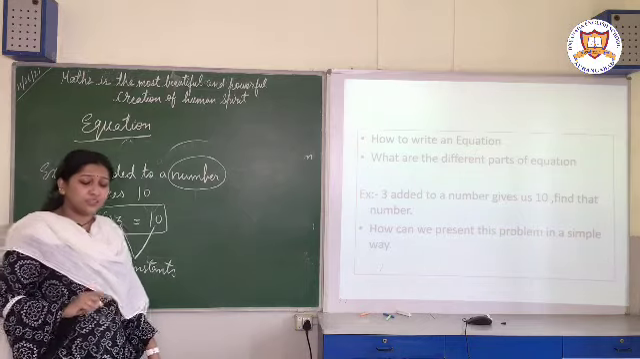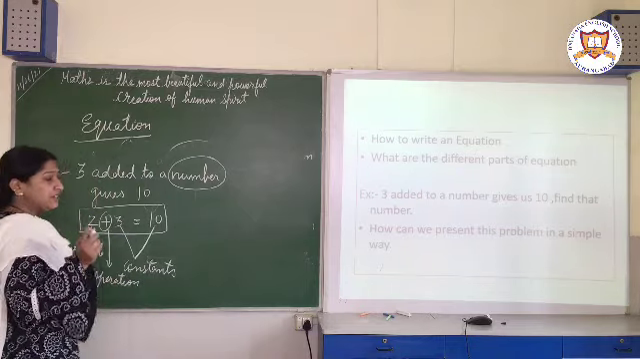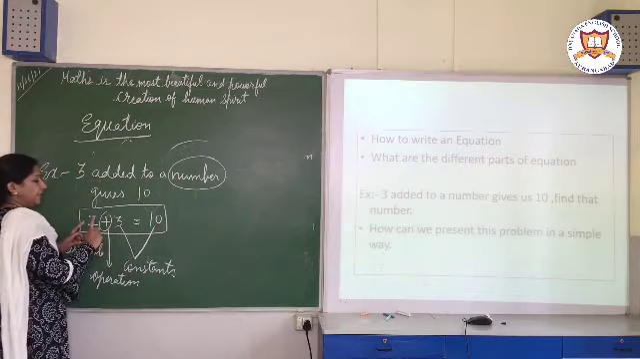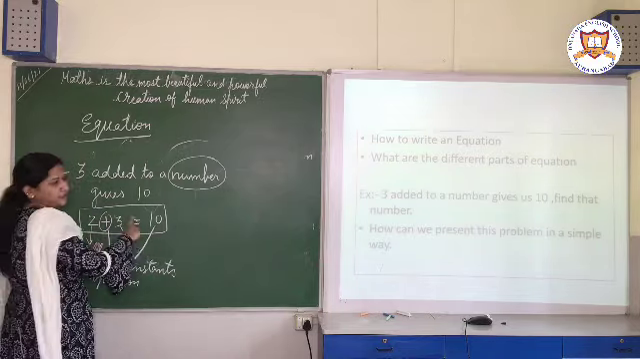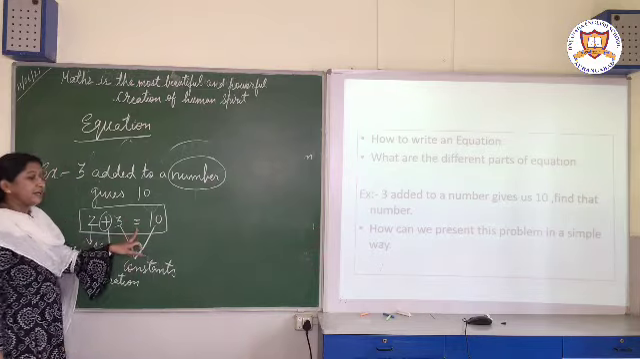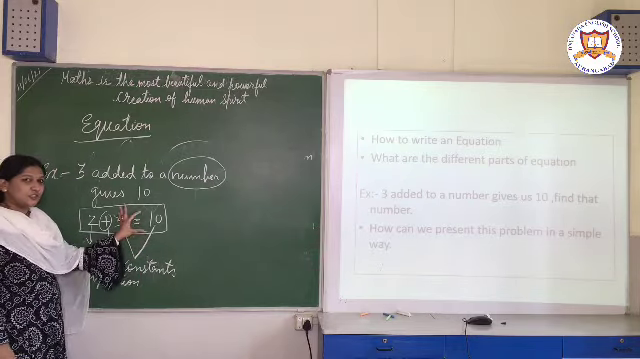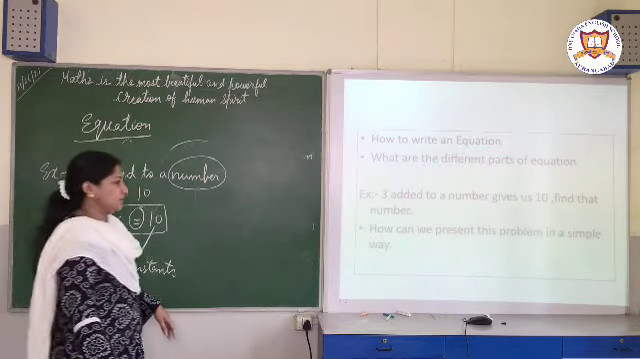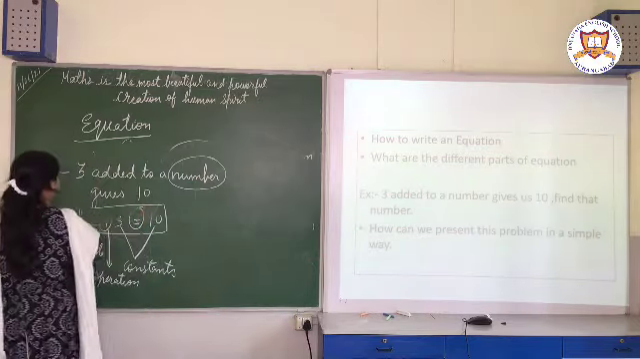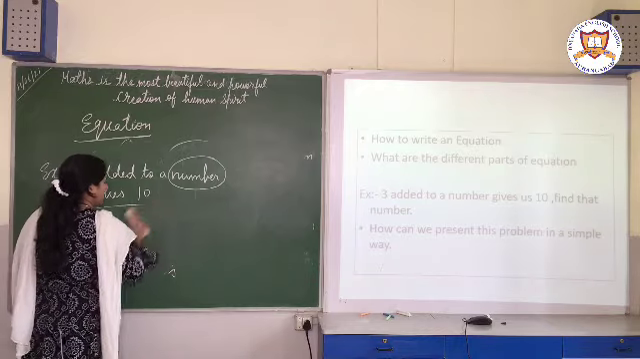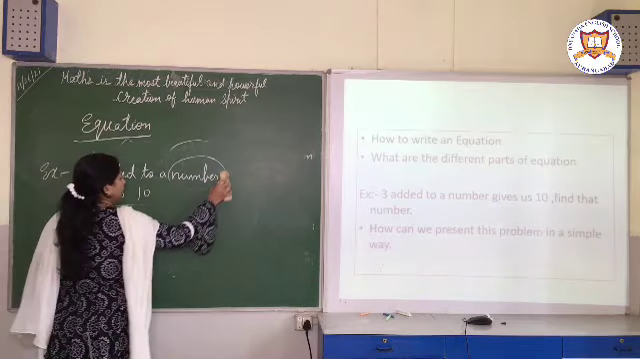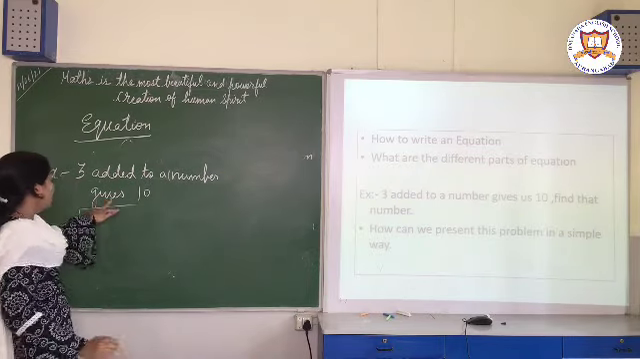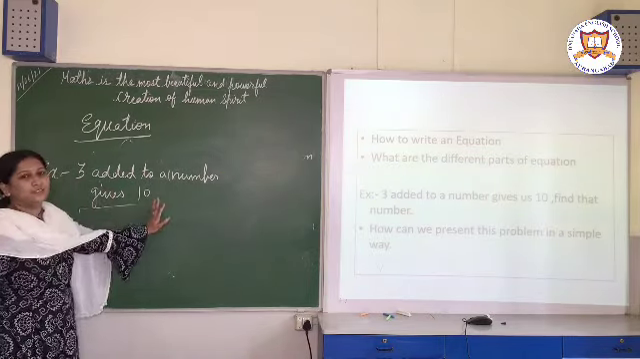Now here again one thing you have to remember, students, when it is an equation, when it has 2 sides, that is LHS and RHS, okay, which is separated by equal to sign. Now as I gave you the example of this question, that 3 added to a number gives 10.